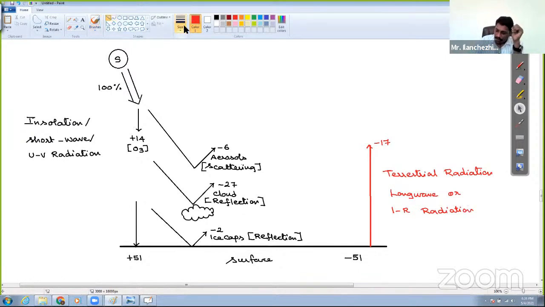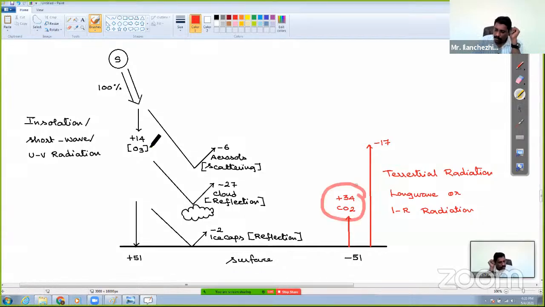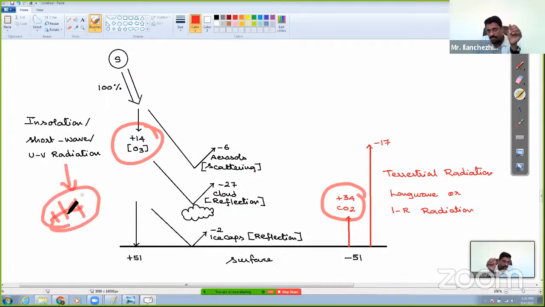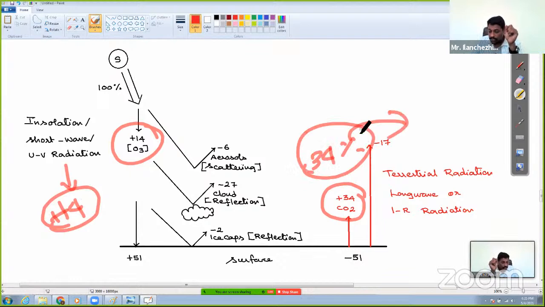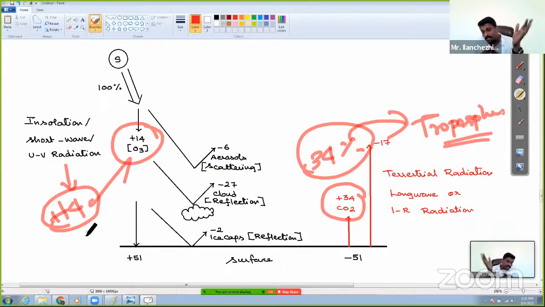What is remaining, if you ask me? Remaining is 34. This 34 percentage of insolation is temporarily absorbed by gases like carbon dioxide, my friend. See, all these plus symbols that I am using are for absorption. That's the reason I said, my friend, in insolation, only 14 percentage is absorbed in the atmosphere. But in terrestrial radiation, 34 percentage is absorbed. And that too, this absorption takes place in the troposphere. And about 14 percentage, this absorption takes place in what?